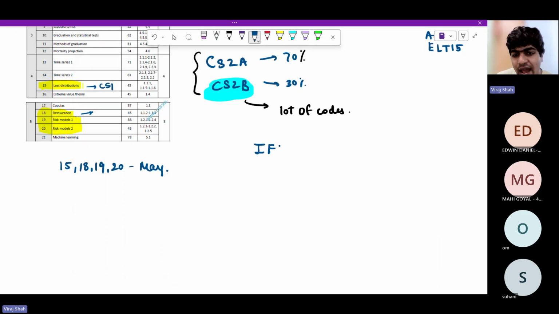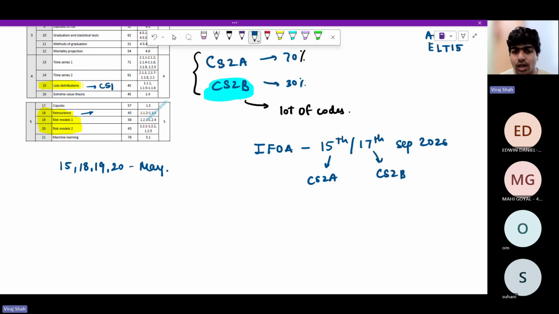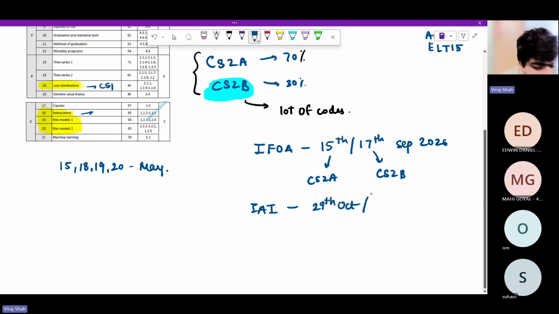Perfect. So your IFoA exam dates for CS2 are nothing but 15th and 17th of September 2026. 15th will be your CS2 A paper, 17th will be your CS2 B paper. Okay. And if I talk about IAI, it is somewhere in November. It is on 29th October and 3rd November.